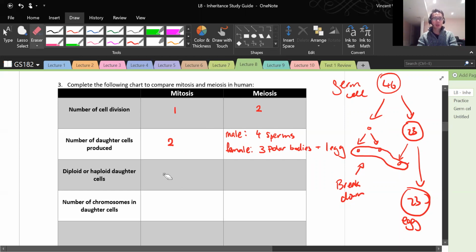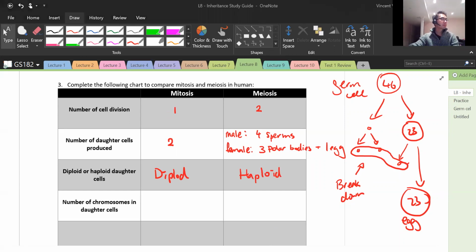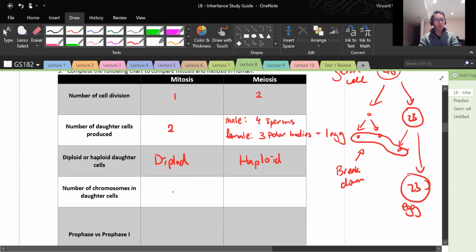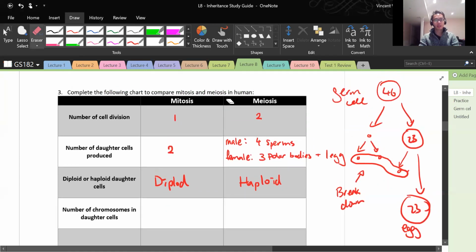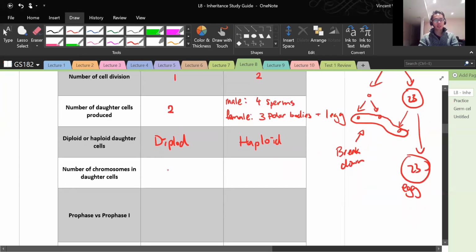Daughter cells: for mitosis, the daughter cells will be diploid, 2 sets, but haploid for meiosis. Number of chromosomes in daughter cells: if we're talking about humans, and we are, we started with 46 chromosomes, and the daughters will be 46 chromosomes. But in the gametes, the sperm and egg, it will only be 23, which makes sense. 23 from the sperm will merge with the 23 in the egg to create 46 in the baby.